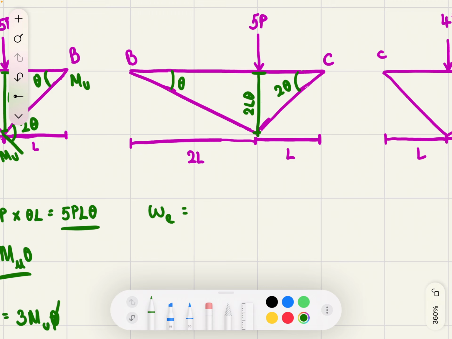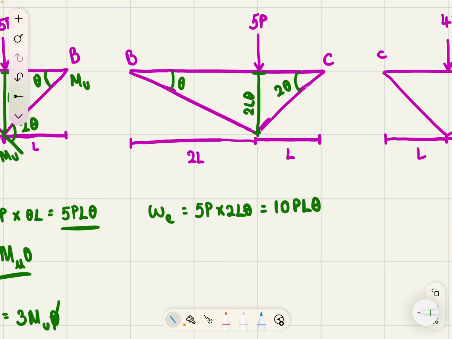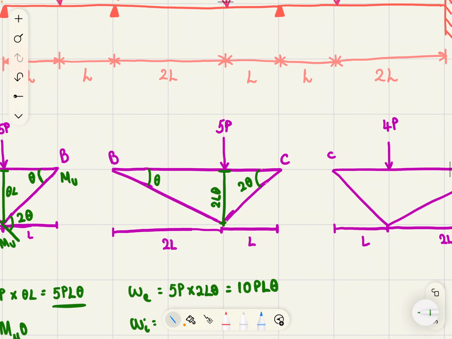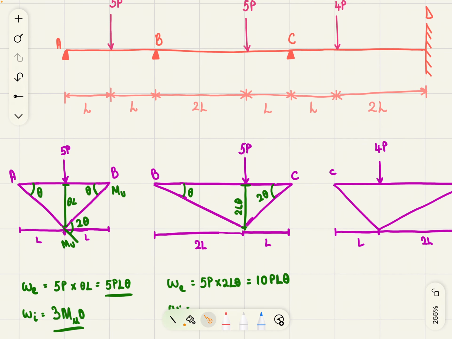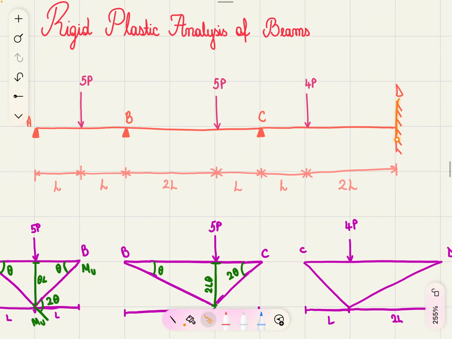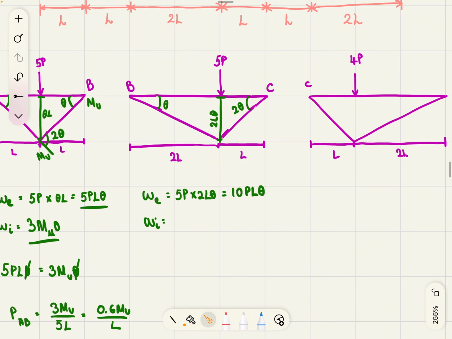Now we're going to find the external work, so the force times the distance, the force due to the load, 5P times 2L theta, 10PL theta. And the internal work, so now let's sum up the moment contributions at the plastic hinges. How many plastic hinges do we have? 3. All 3 of them are plastic hinges. None of them are real hinges anymore. Basically just A is a real hinge. You're going to see when we get onto this one, it's also a plastic hinge, because it has moment contribution.